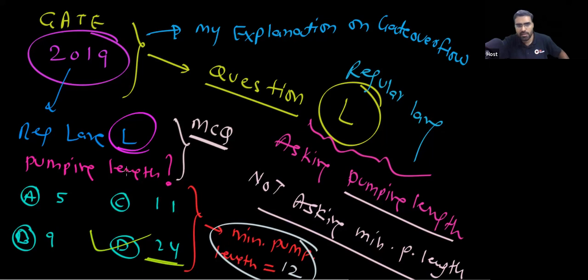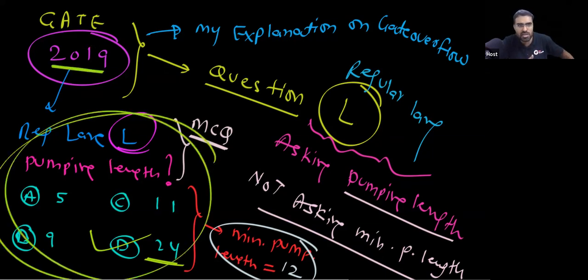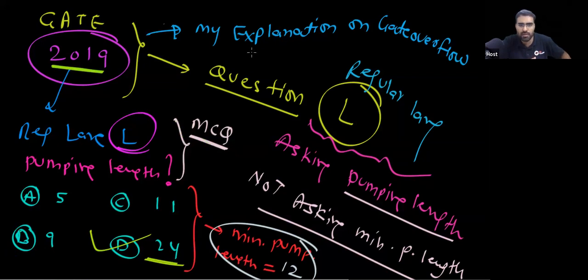Anyway, did you notice that this question was very easy? You don't even have to solve this question. In 2019, this question came, and this simple question many students could not do. I can say the majority of students could not do it. Even some toppers could not do it. But actually, this question was so simple that you don't even have to check the language.